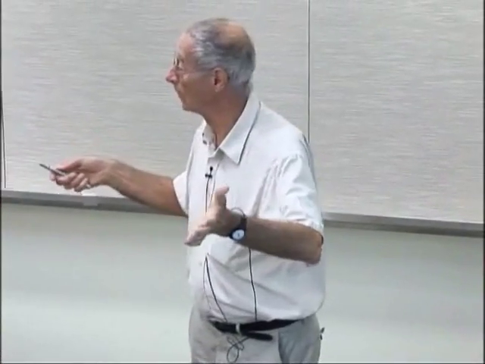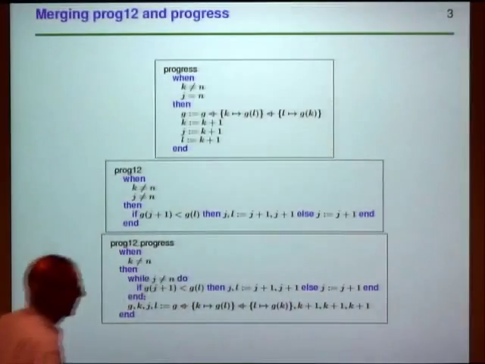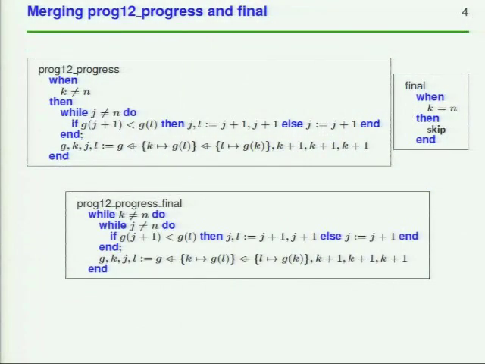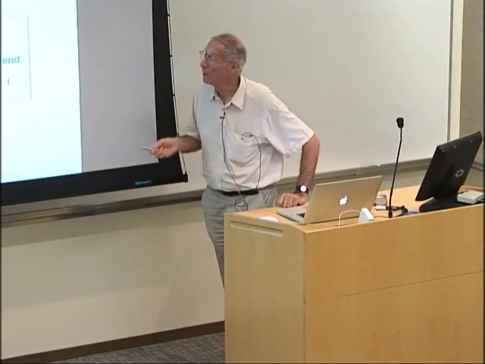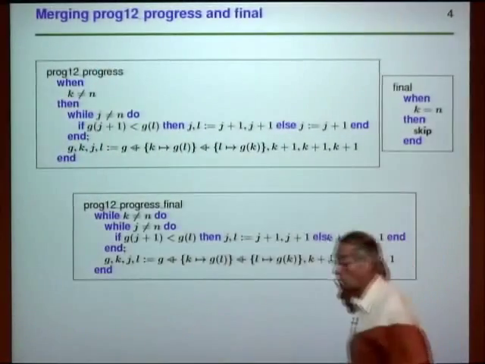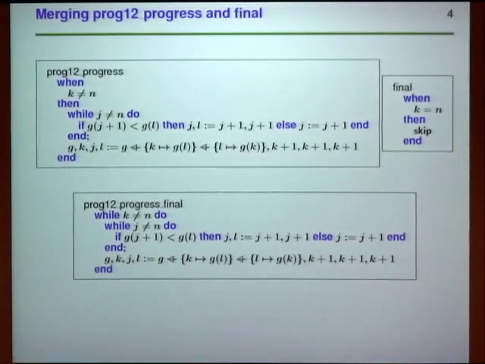Okay, you got it? So now the next step is easy. We are going to put together final, which is the little thing here, and progress 1, 2, and prog 1, 2 progress. And we will see here k is different from n, and here k is equal to n. So we put them together, and we have an outer loop which corresponds to this while here. So we loop here, and then when it's finished, we do not have to add anything because this is skip here.